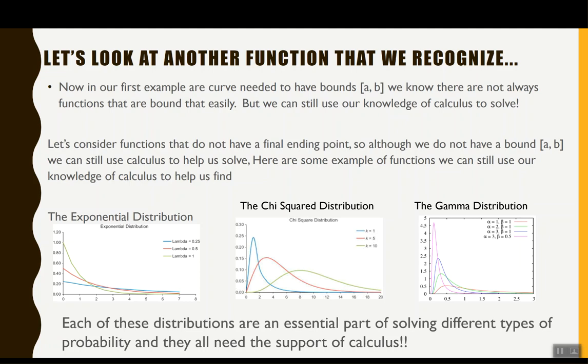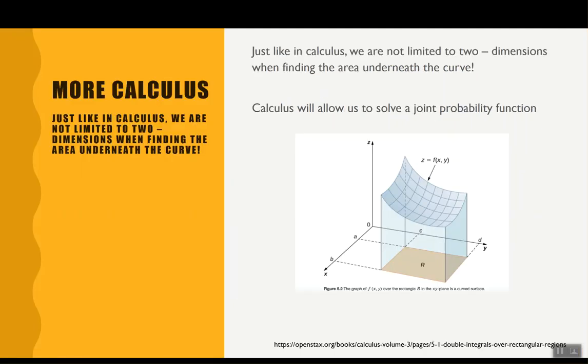Now you may be thinking, well, all of these graphs are two-dimensional. Can we only use calculus and integrals on two-dimensional graphs? And the answer is no. Just like calculus, we are not limited to 2 dimensions when finding the area underneath the curve. Yes, calculus will actually allow us to do joint probability functions. So now instead of having one variable, we can have 2 variables that we're solving for.